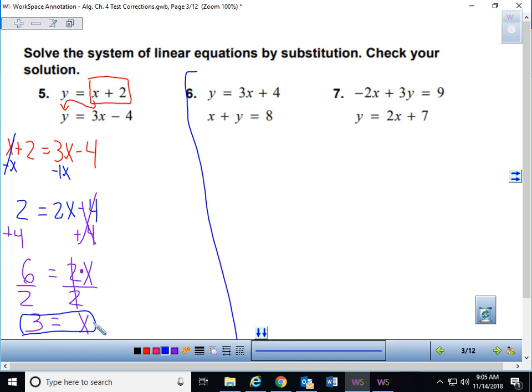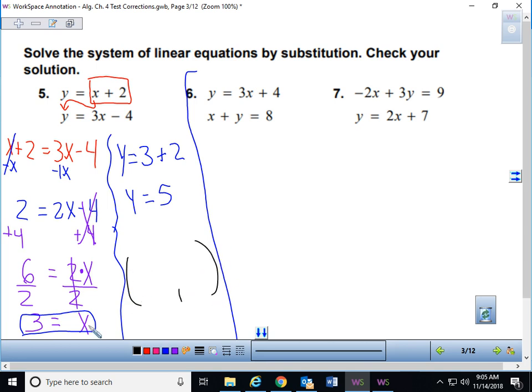I'm going to plug my x equals 3 into this equation. I'm going to have y equals, and instead of x, I'll write that value of 3. So I have 3 plus 2, and 3 plus 2 is 5. So this tells me that my solution is the coordinate point (3, 5). Trust me when I tell you it does check out. You can plug it in on your own to prove that to yourself. Let's move on to question 6.